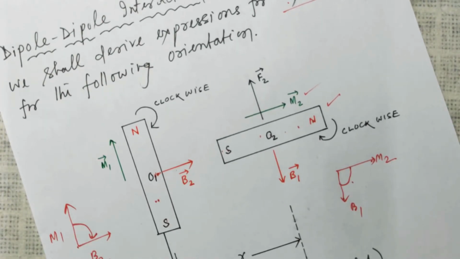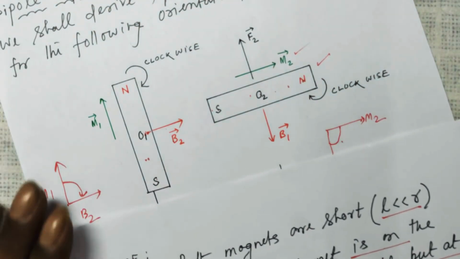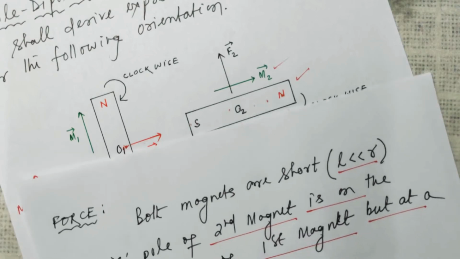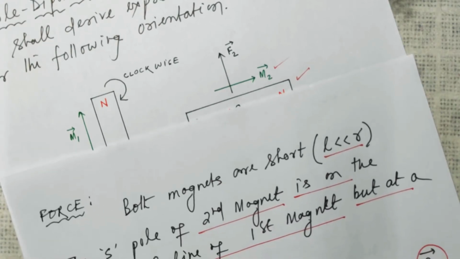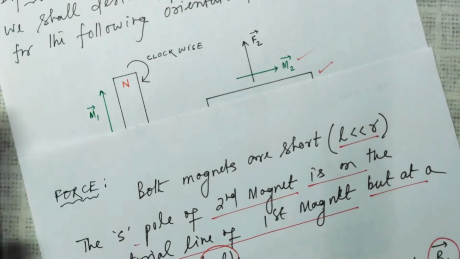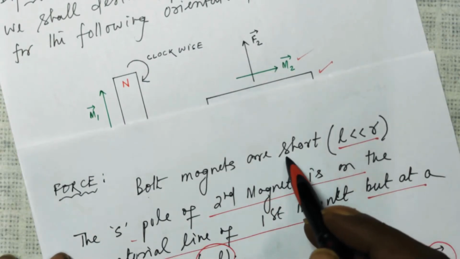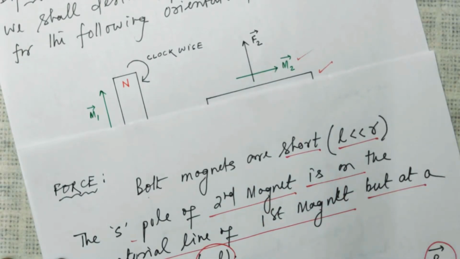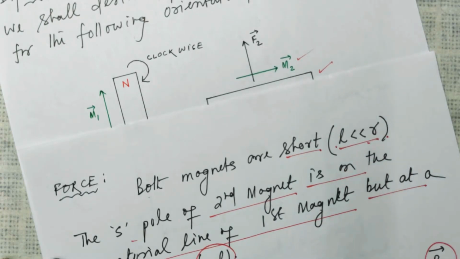Now let us come to the force part of it. Now look, both magnets are short, meaning the distance at which we are finding the field is large as compared to the length. That is, L is very, very less than R.